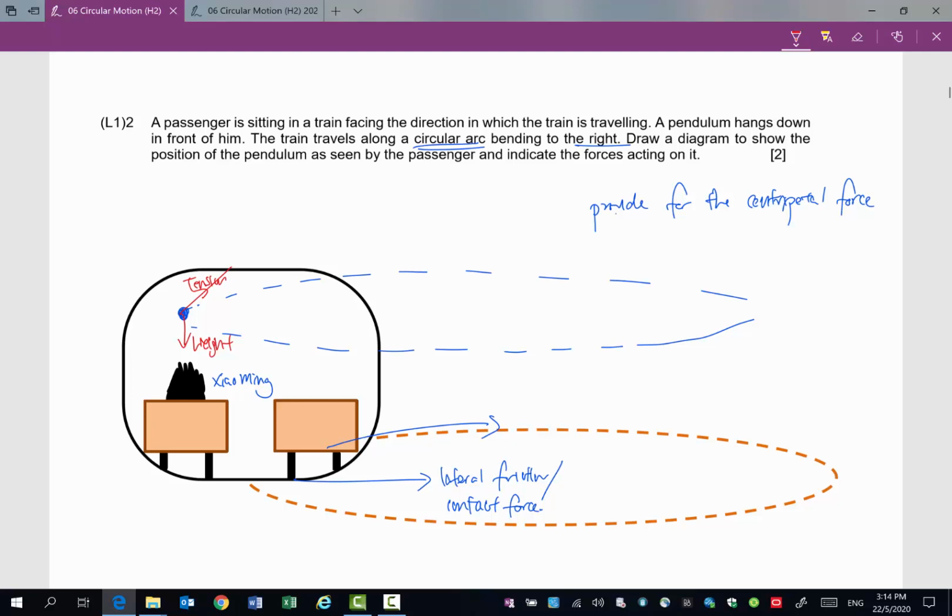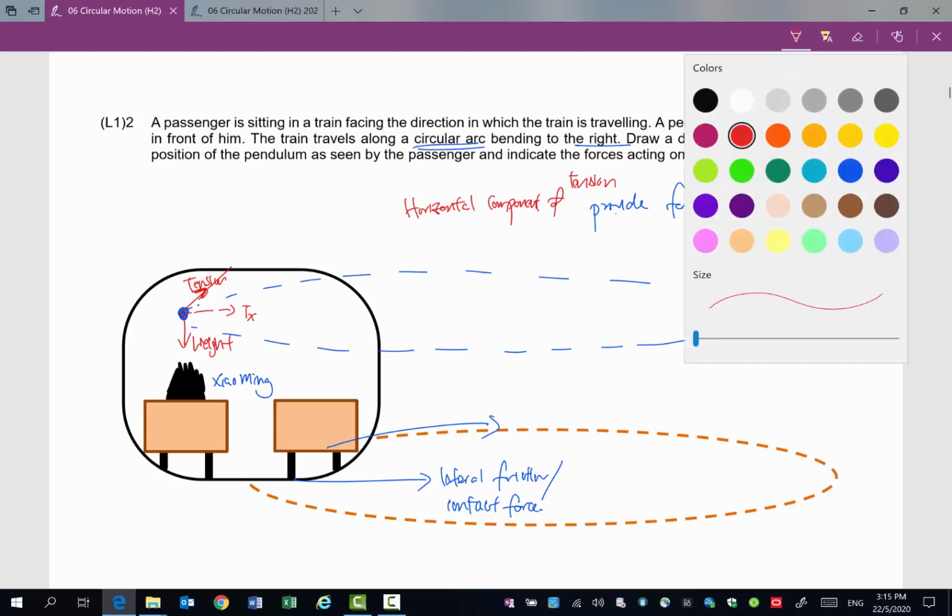And in this case, the horizontal component of the tension, let's call that Tx, must be providing the centripetal force. So essentially, it is the horizontal component of tension that is providing the centripetal force, which also means that the tension must be pointing somewhat towards the right. This helps us come up with the position of where the pendulum should be.